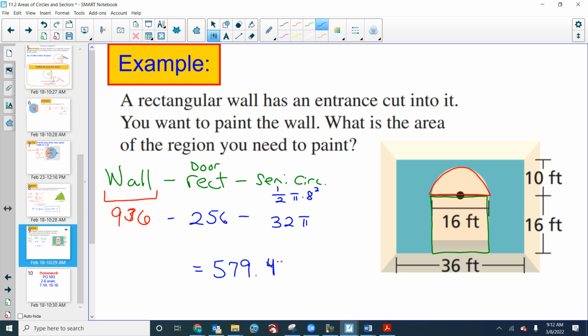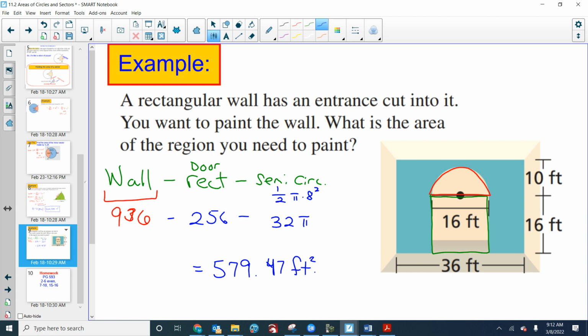Because that was my original thing before I made a mistake between 10. But then you add that 56 to get that. Did you get 579.47 square feet? Yeah. I got 100. Listen, I'm trying to explain it to you, but okay.